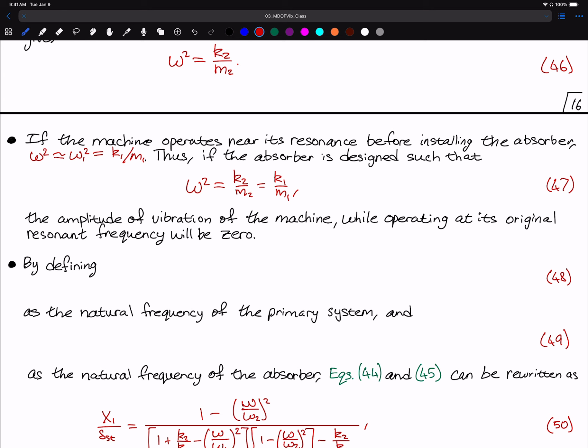So if we design our absorber such that it has this natural frequency, then the amplitude of vibration of the machine while operating at its original resonant frequency will be 0.